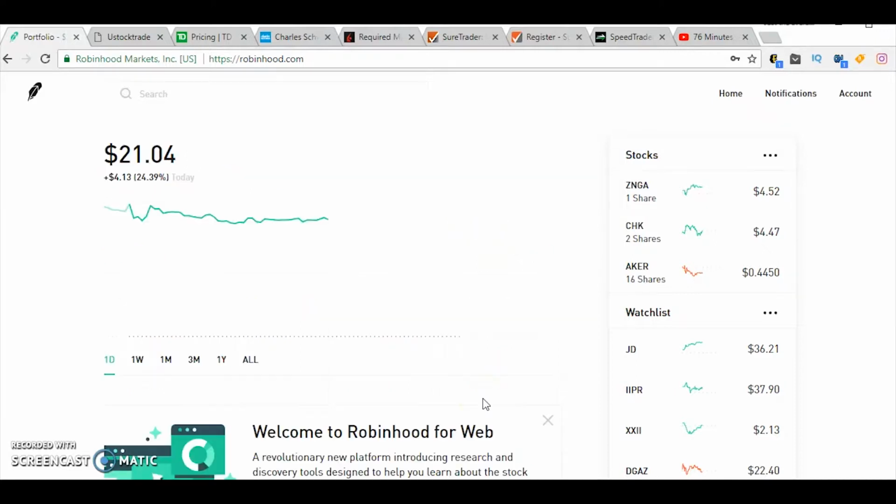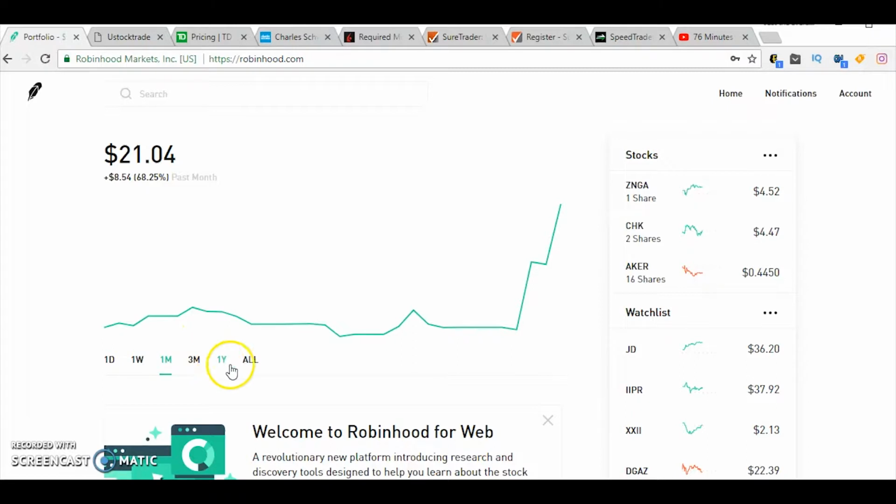So in the beginning, after you log in, you will see it will go ahead and show you what you are currently holding in your positions. Right here, Robinhood is showing you what your current positions are doing. Down here, you can see it's by day, by week, by month, and by year, and then all time, the whole time you have had an account with Robinhood.